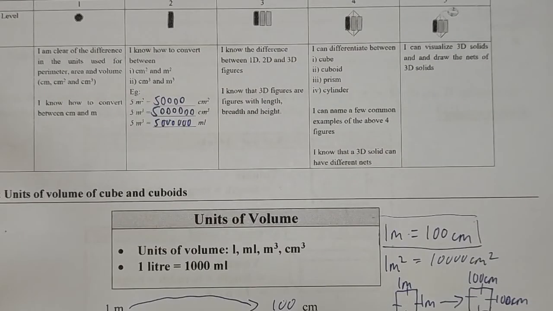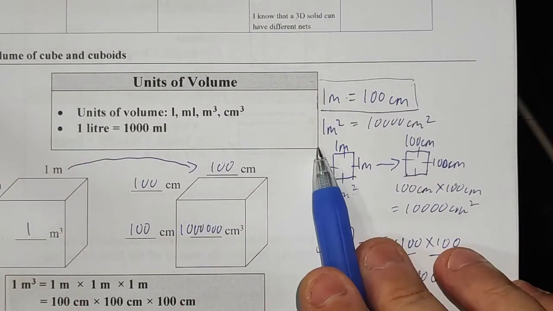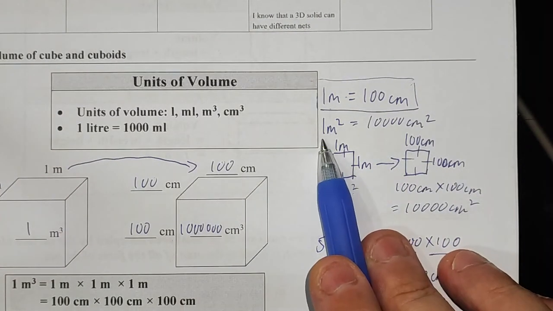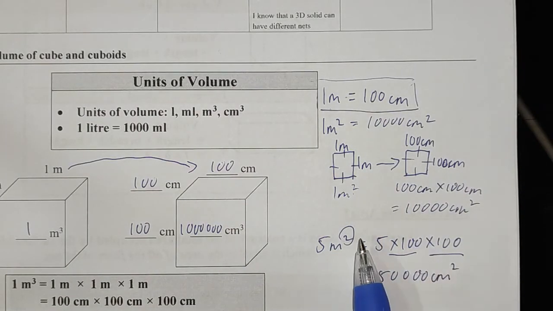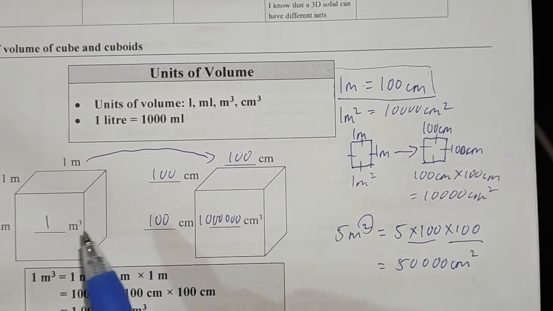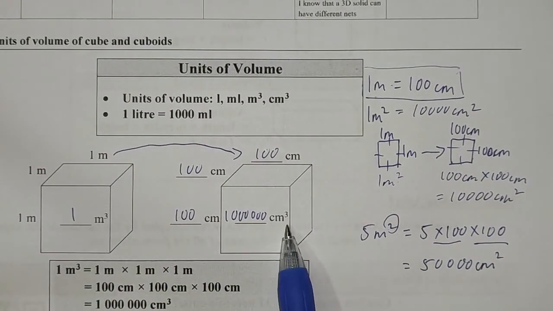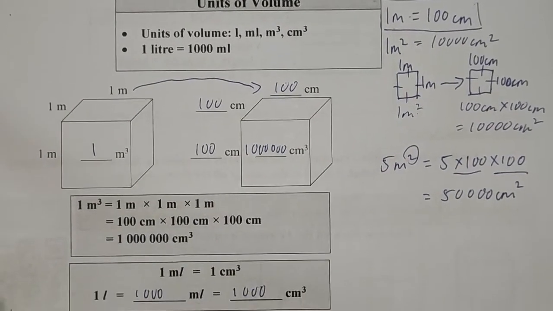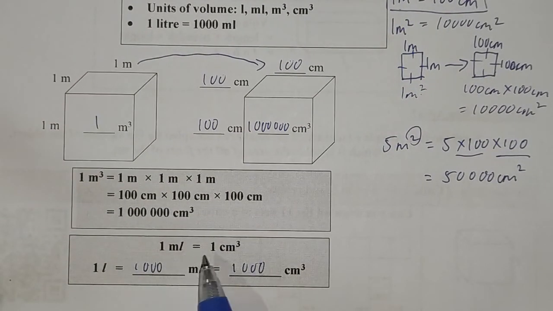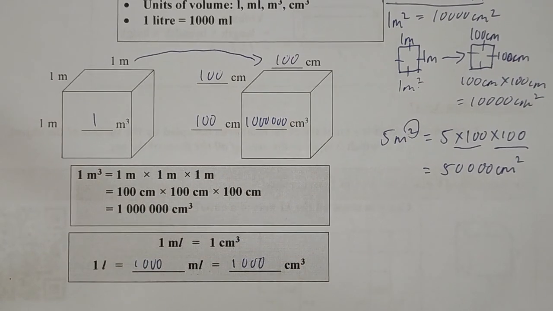To summarize, to change from meter square to centimeter square, I need to change from meters to cm 2 times because of the square. From meter cube to centimeter cube, I need to multiply by 100 3 times because of the cube. Third, 1 milliliter is equivalent to 1 centimeter cube. So there you have it. That's the end of the first lesson.